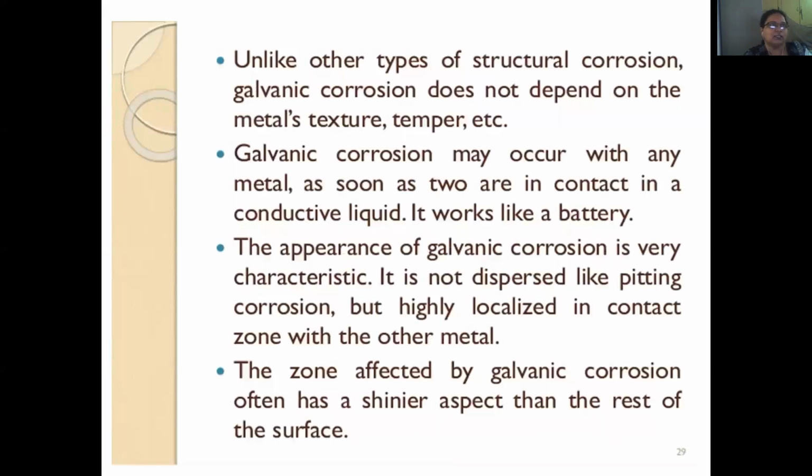Then, unlike other types of structural corrosions, galvanic corrosion does not depend upon the metal's texture, temper, etc. So it may occur with any metal as soon as two are in contact in a conducting liquid. So it works like a battery. The appearance of galvanic corrosion is very characteristic. It is not dispersed like pitting corrosion, but highly localized in the contact zone with the other metal. The zone affected by galvanic corrosion often has a shinier aspect than the rest of the surface.